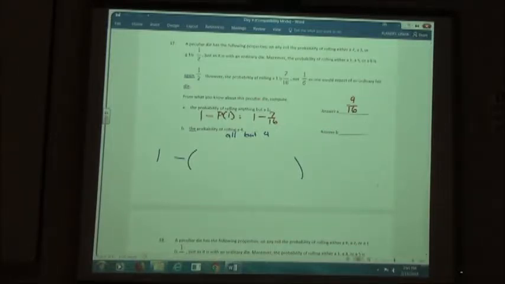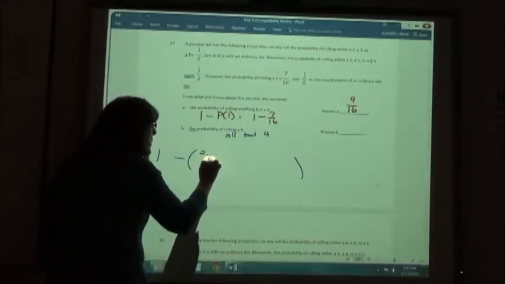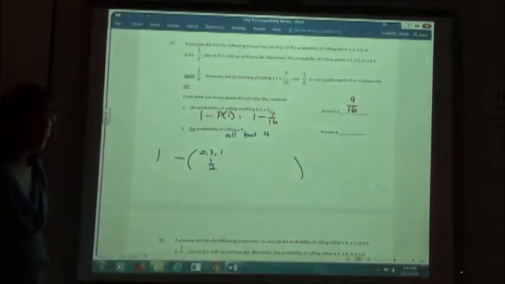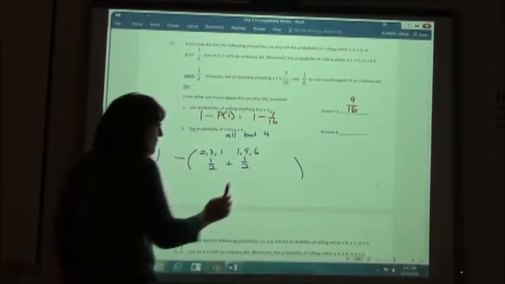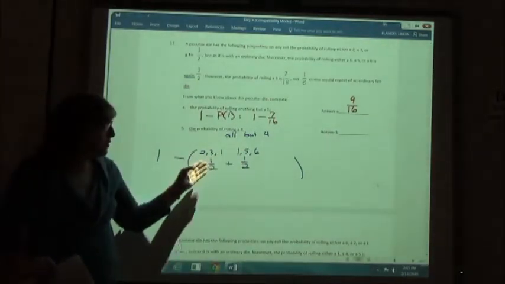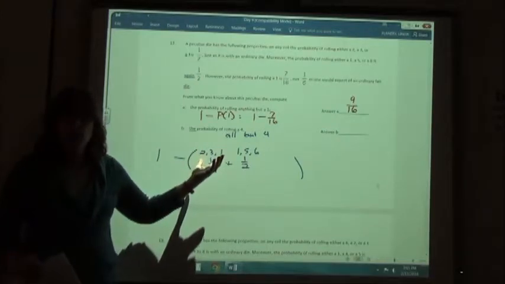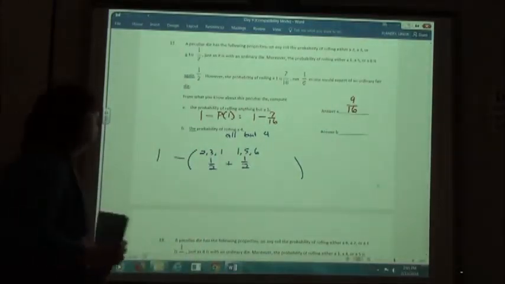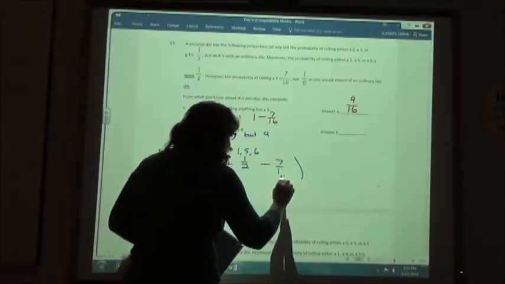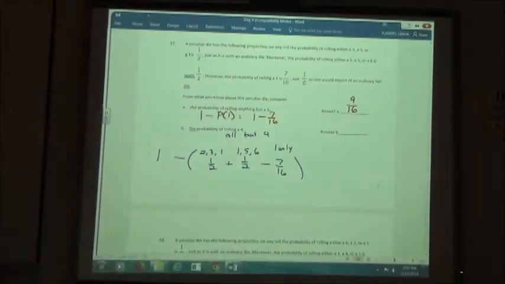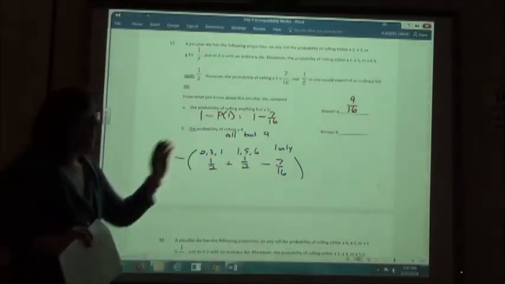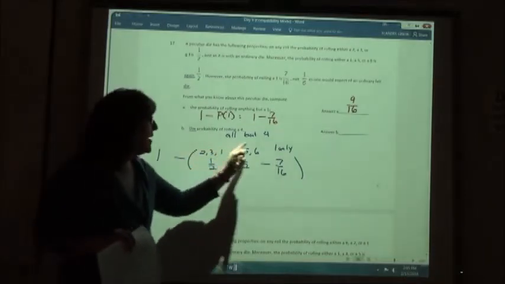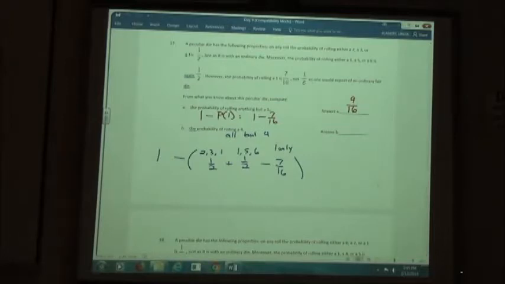So, if I'm going to do all but the 4, I know that the probability of getting a 2, 3, or a 1 is 1/2, right? The probability of getting a 1, a 5, or a 6 is also 1/2. But notice here, I've got the 1 in here twice. So I have to subtract off that probability of just getting a 1. And so my problem's going to look like that. If I'm going to get all but the 4, I'm going to have every number except for the 4. And since the 1 repeated, I've got to subtract it off my problem. So you're going to do 1 minus, and in parentheses, 1/2 plus 1/2 minus 7/16.